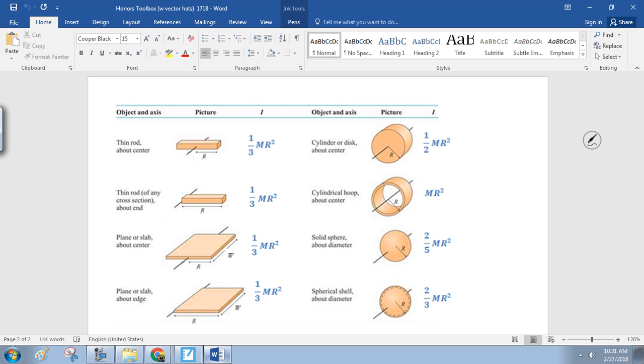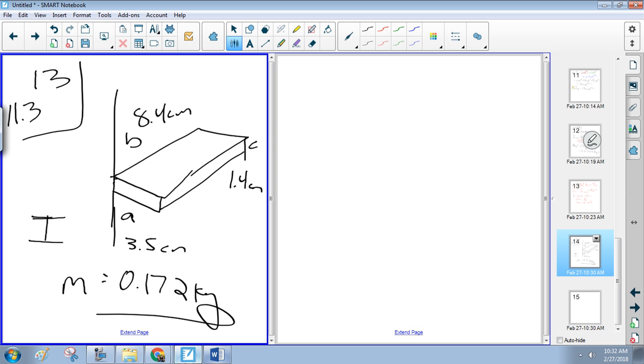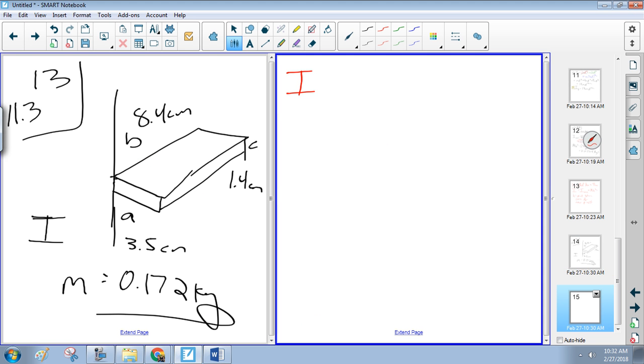So the idea is, again, if you go back to this sheet, somewhere on there is this guy. I is 1/12 m times a squared plus b squared. So that represents the rotational inertia about the center of mass, right? Follow? So I can find I about the center of mass. It's 1/12 of the mass times a squared plus b squared.